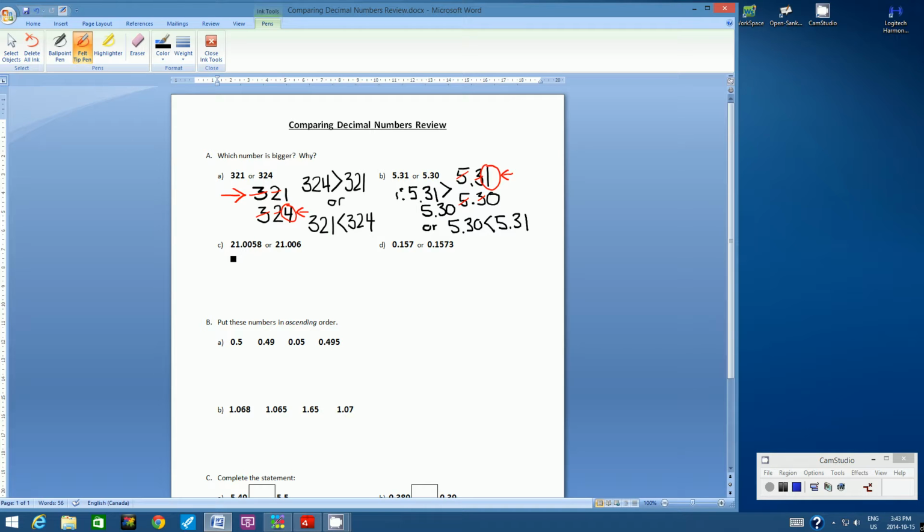So let's line up the numbers right on top of each other. We have 21.0058.